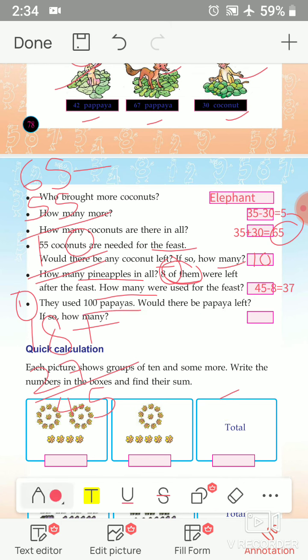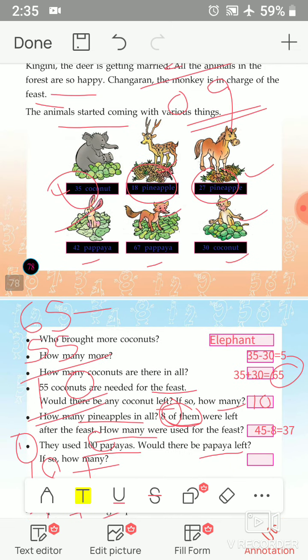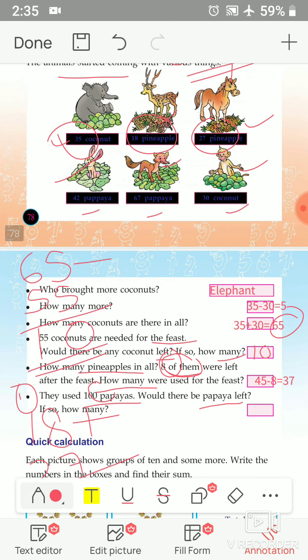They used 100 papayas. Would there be papayas left? If so, how many? Then the question is, in that feast function, how many papayas did they use? 100 papayas. The question is, if any papayas are left after that feast function, then what will we do? First find how many total papayas there are. You have to find that here.